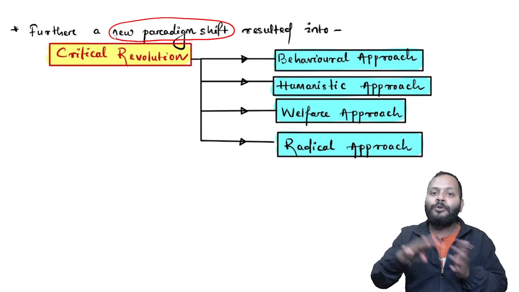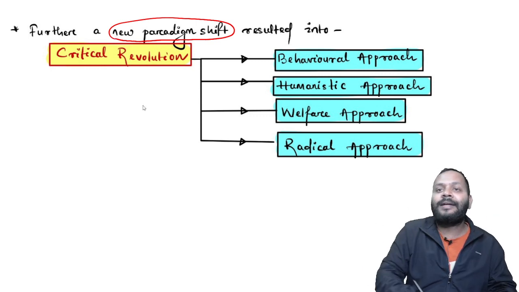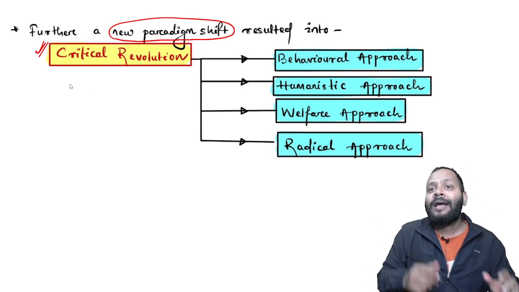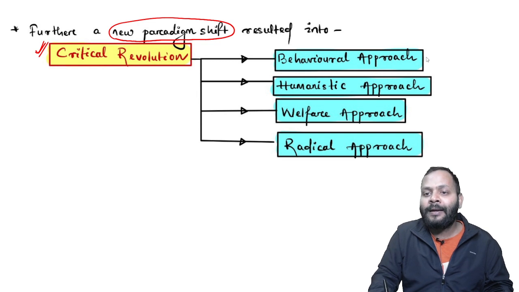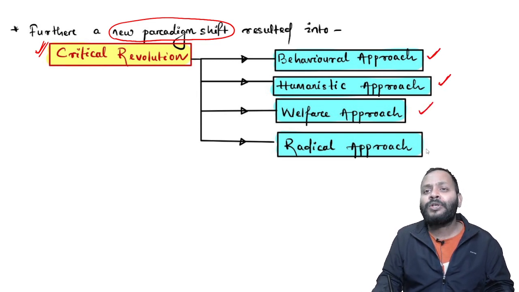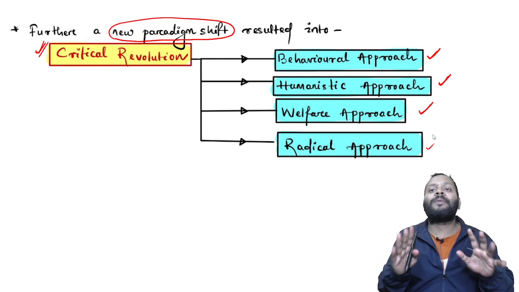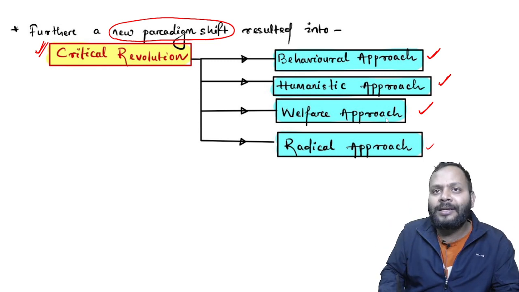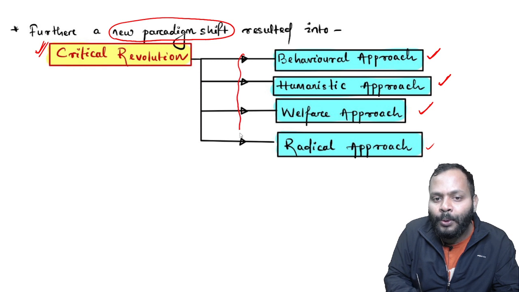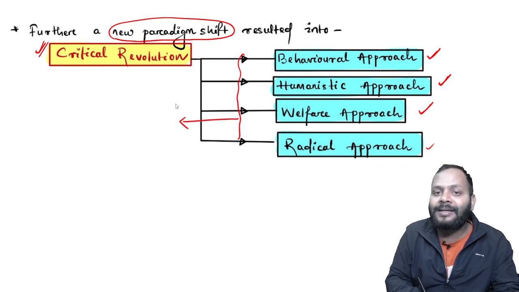The point is there is a new paradigm shift that resulted in a critical revolution, and the critical revolution includes the behavioral approach, humanistic approach, welfare approach, and radical approach. Everything we will study in detail. Now the logic here is to understand that all these approaches are against the quantitative revolution.